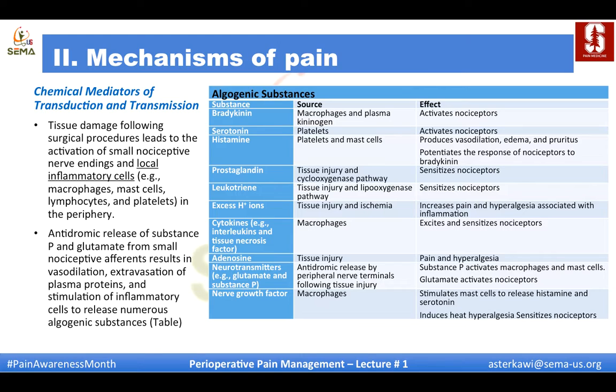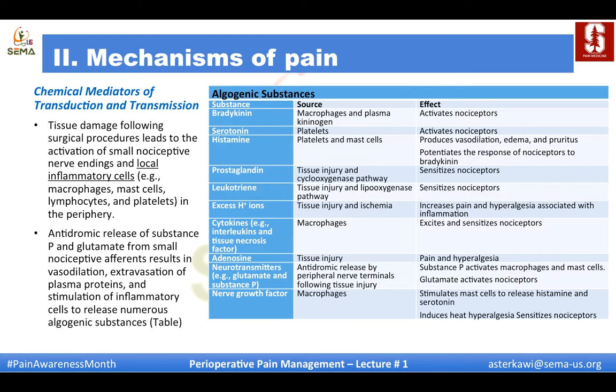Chemical mediators of transduction and transmission. When tissue damage occurs following surgery, for example, it leads to activation of small nociceptive nerve endings and local inflammatory cells: macrophage, mast cell, lymphocyte, platelet. Antidromic release of substance P and glutamate from small nociceptive afferents results in vasodilation and extravasation of plasma protein and stimulation of inflammatory cells to release neurons.